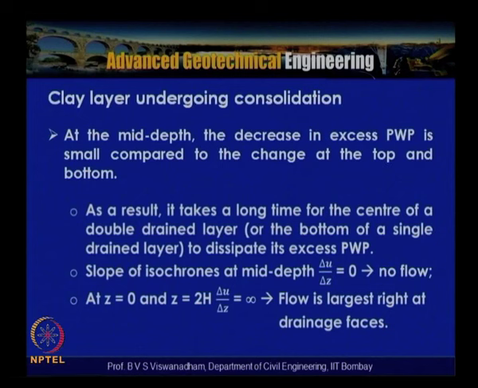At the mid depth, the decrease in excess pore water pressure is small compared to the change at the top and bottom. As a result, it takes a long time from the center of a doubly drained layer, or the bottom of a single drained layer, to dissipate the excess pore water pressure. The slope of the isochrones at mid depth is almost delta u by delta z equal to 0, and no flow condition occurs. At z equal to 0 and z equal to 2h, that is, at both top and bottom, delta u by delta z is infinite, and the flow is largest right at the drainage faces. Because of that, the soil undergoes consolidation very rapidly at the boundaries.